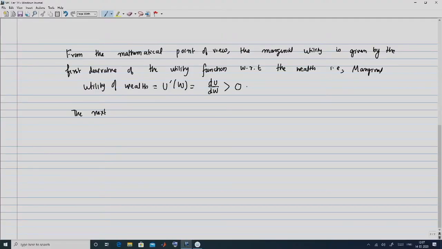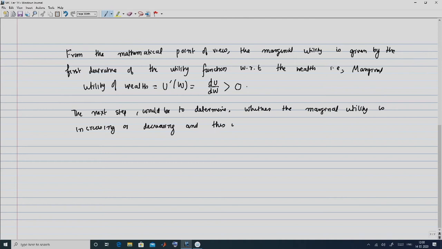The next step would be to determine whether the marginal utility, so we now look at the nature of the marginal utility itself. So, we have to determine whether the marginal utility is increasing or decreasing, and this is determined by the sign of the second derivative of the utility function.